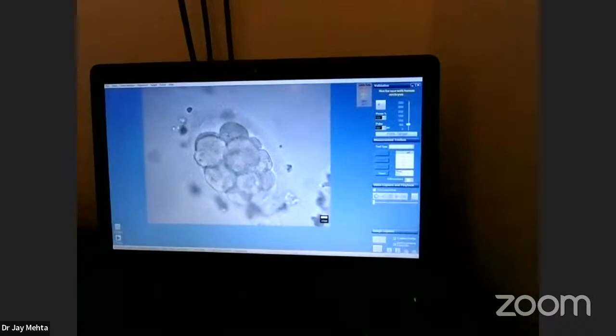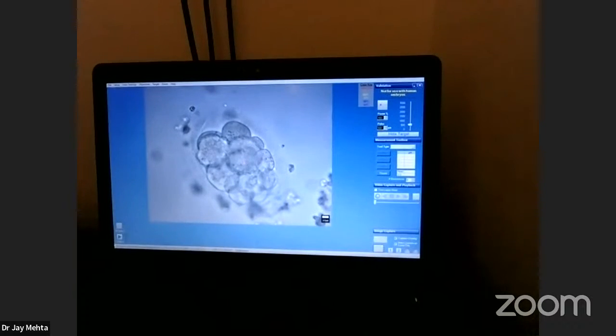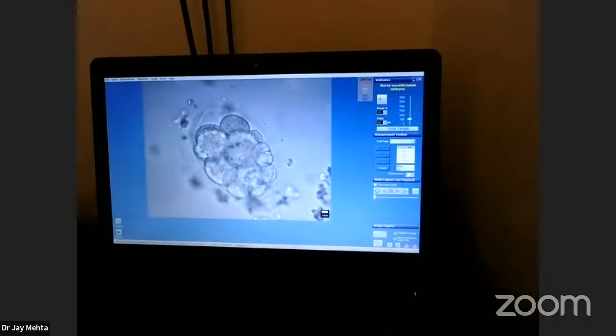This is yet another excellent embryo. You can see all the blastomeres are equal in size. Very, very little fragmentation inside the embryo. So this is an excellent embryo on day 3.